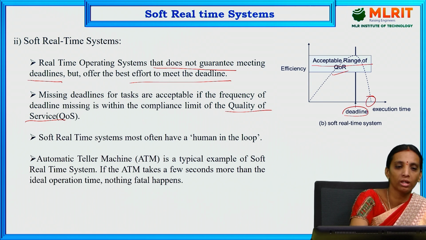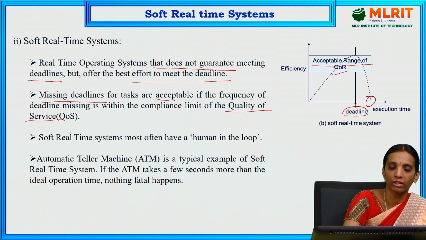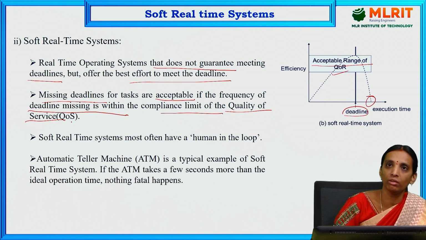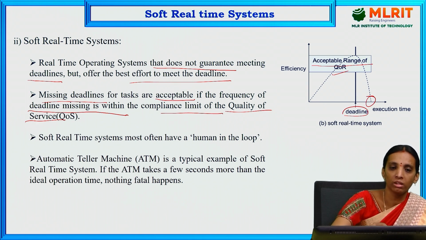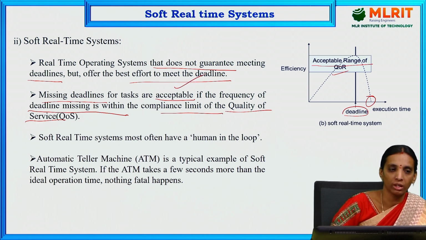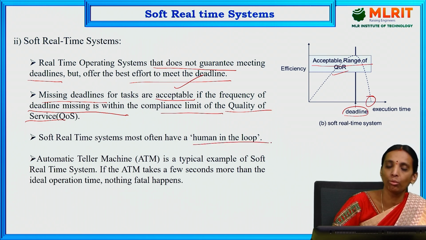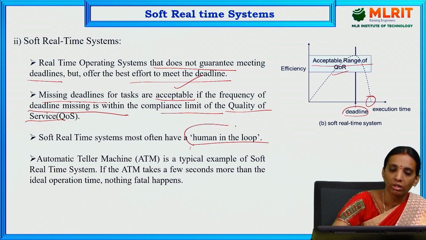Missing the deadlines for tasks is acceptable if the frequency of deadline misses is within the compliance limit of quality of service. Even though the deadline is missed, if it does not affect the quality of service or the performance, then it is an acceptable missed deadline. Soft real-time systems most often have a human in the loop. That's why we have missed deadlines.